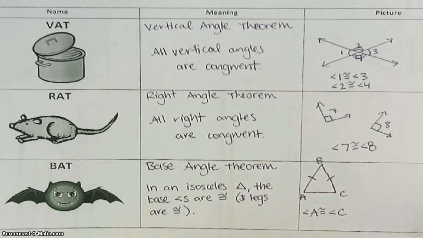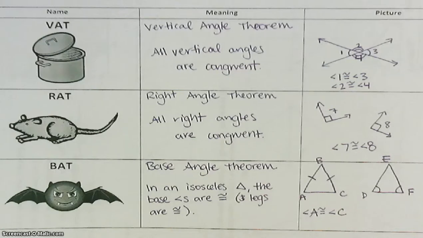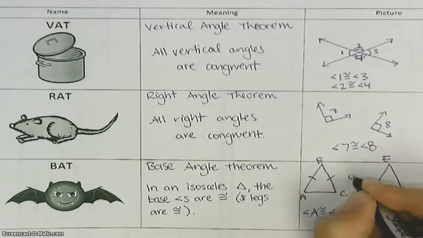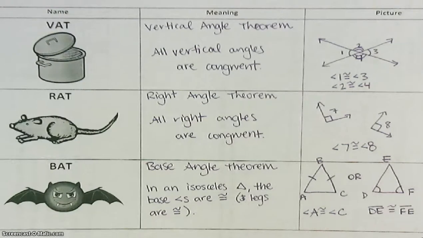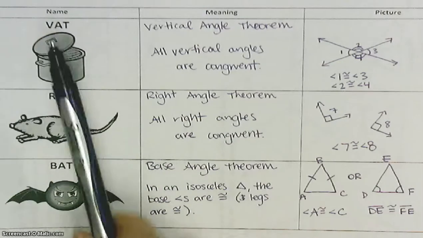Another application would be the reverse, where, let's call this triangle D, E, F. If you see base angles that are equal, then you can say that the legs are equal, and the legs are always opposite. So DE is congruent to FE. So either of these are for the base angle theorem. So now hopefully you can use this as a reference sheet so you can use these theorems properly.